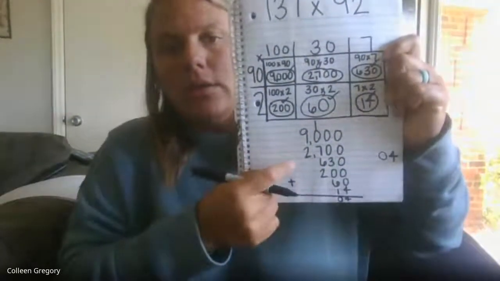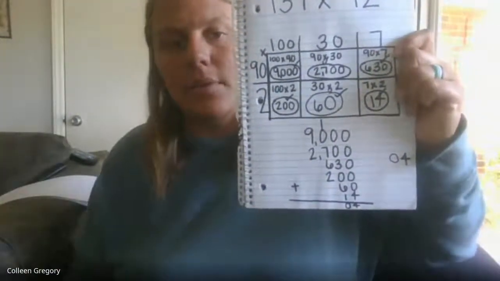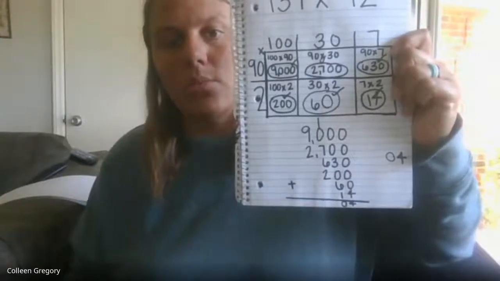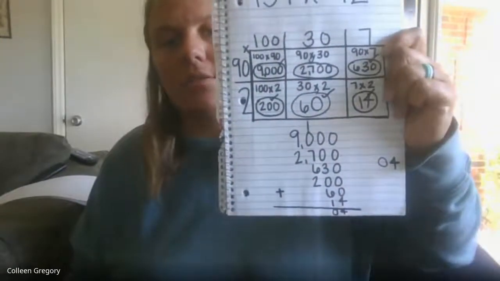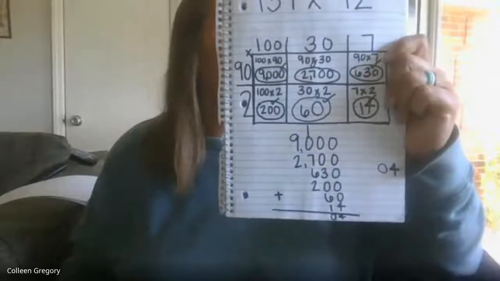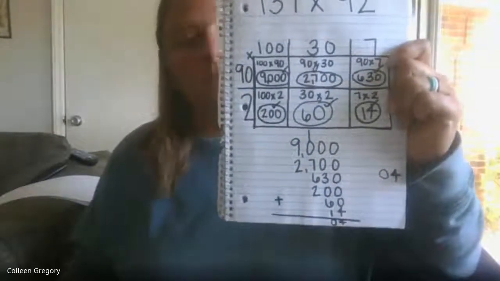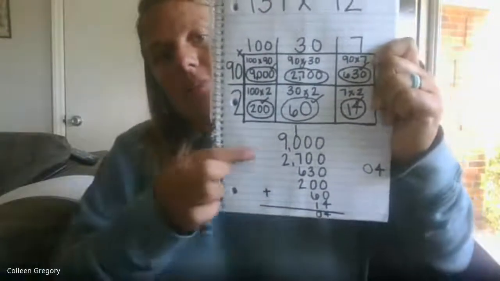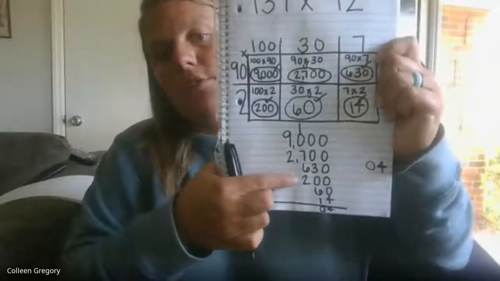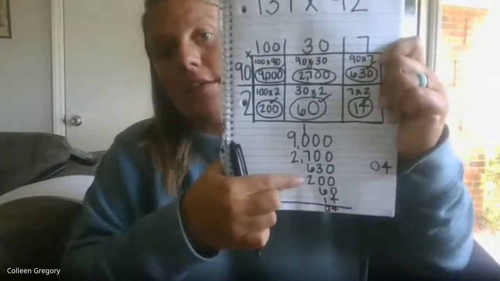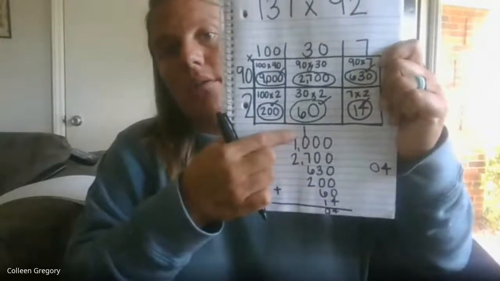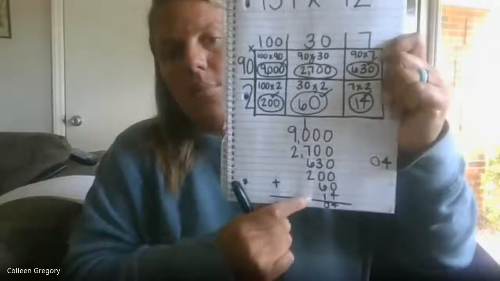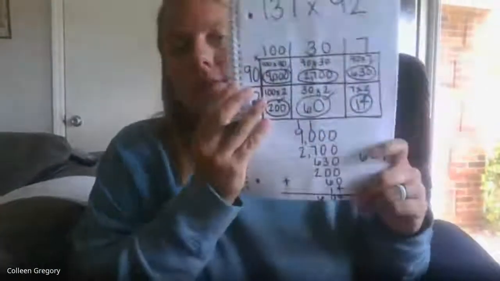Okay. So now I have 6 plus 7 plus 2 plus 1. So the first thing I need to do is figure out 7 plus 6. Take a second and figure out what 7 plus 6 is. Okay. 7 plus 6 is 13. Plus 2 is 15. Plus 1 is 16. So I'm going to put a 6 down here. And I'm going to carry my 1 into my thousands place.